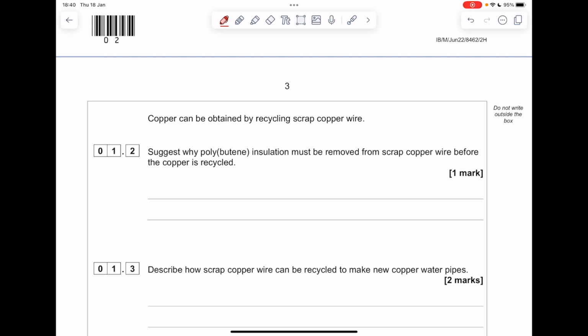Copper can be obtained by recycling scrap copper wire. Suggest why polybutene insulation must be removed from scrap copper wire before the copper is recycled. Well, the copper wouldn't be copper then, would it? It would have that plastic on it, so not so useful.